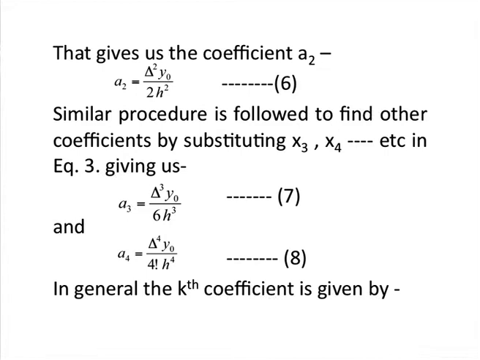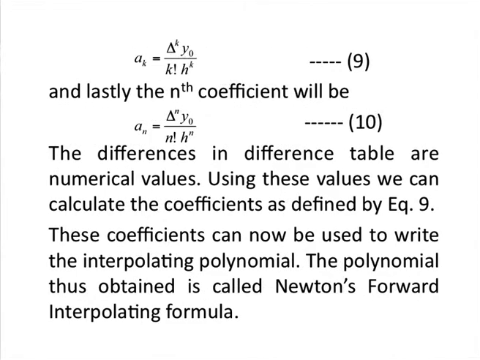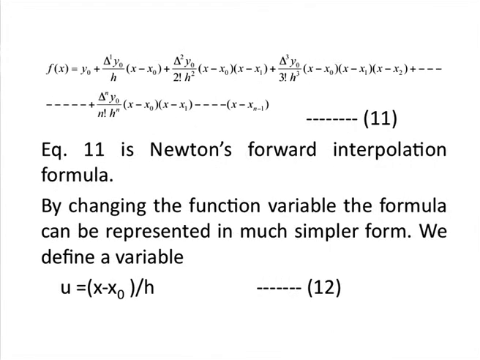Similarly, using the values of x3, x4, we will be able to get the coefficients a3, a4, etc. Since all these differences are nothing but numerical values, we can calculate the coefficients a0, a1, a2, a3, and these are now numbers. Using these numbers as coefficients of the polynomial in expression 1, we can write the Taylor series expansion, and this is given in equation 11.